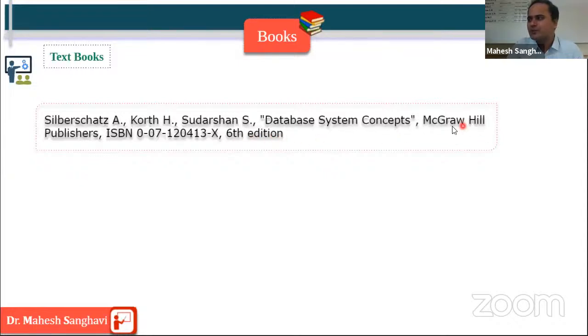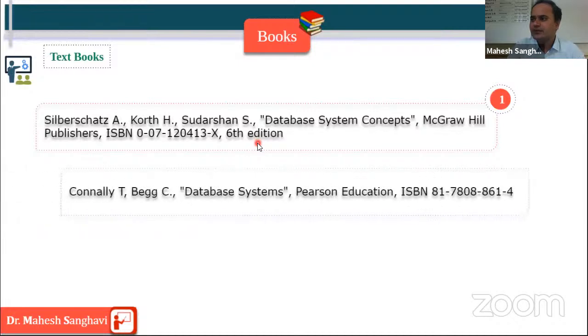So this is one of the best books from McGraw-Hill, and it is available in your college library. We have almost 25 copies available, so you all can use it. The sixth edition is important. Okay, so this is your first book.